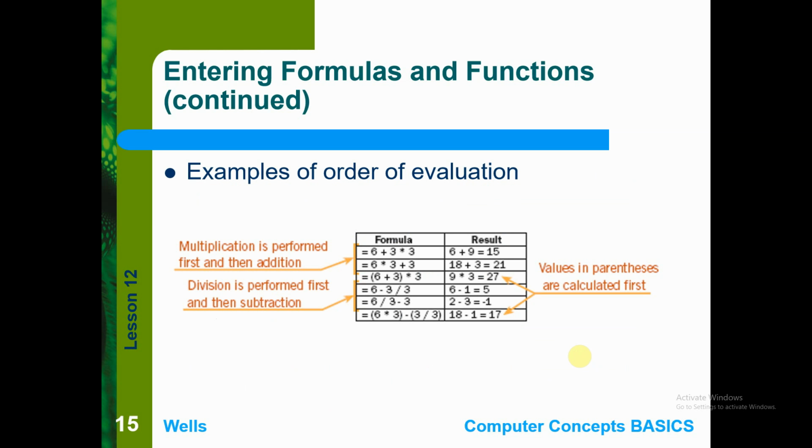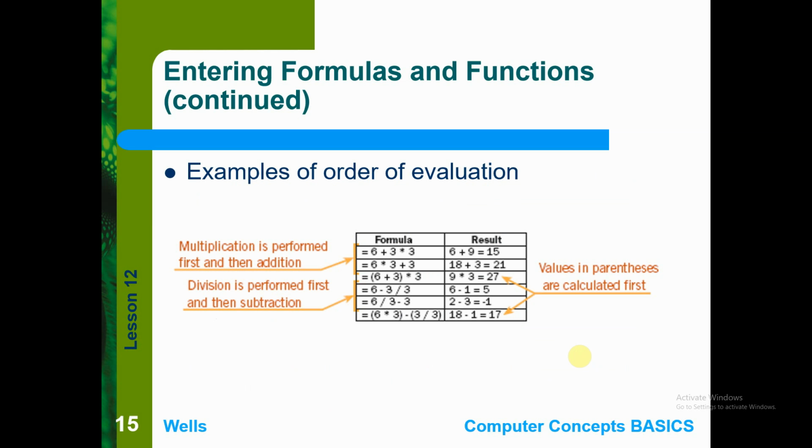So for an example of evaluation, take the formula 6 plus 3 times 3. First, calculate 3 times 3, which is 9. Then add 6, giving a result of 15.